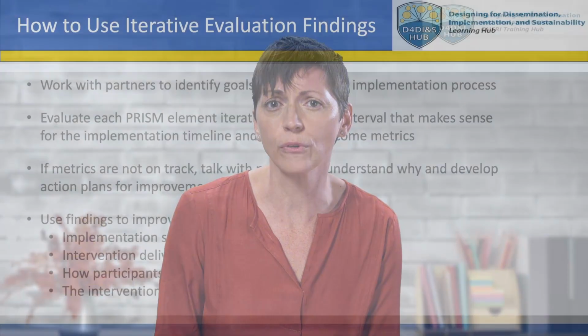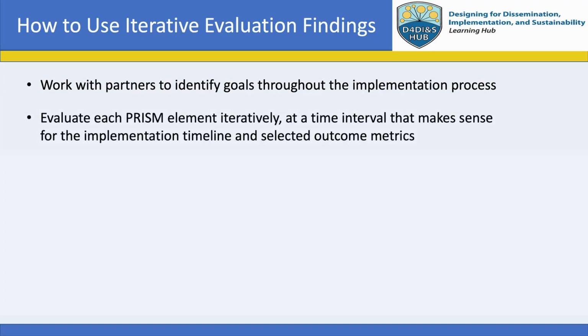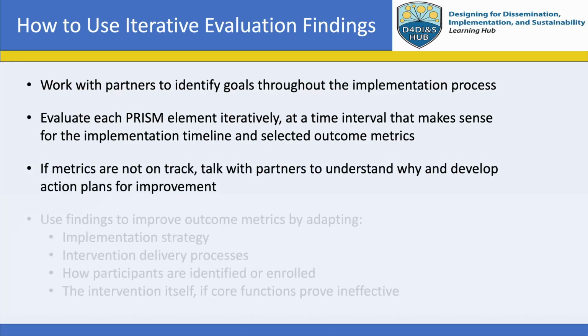Now that you know about a couple evaluation frameworks, let's look at how your iterative evaluation findings can improve the intervention. Here are a few things for you to consider that can help improve the intervention. Work with your partners throughout the pre-implementation, implementation, and sustainment phases. Perform periodic evaluations using PRISM. Develop SMART goals if metrics are not on track.